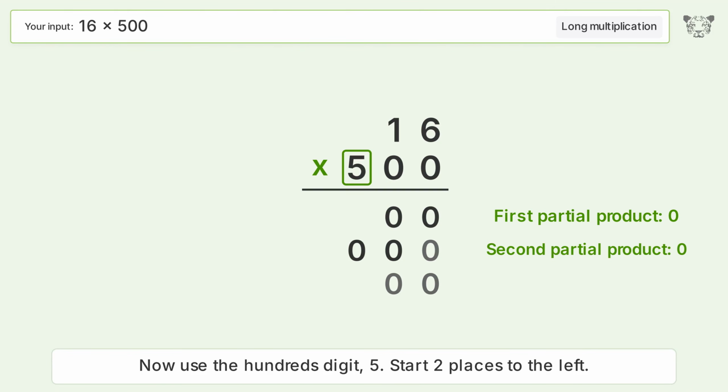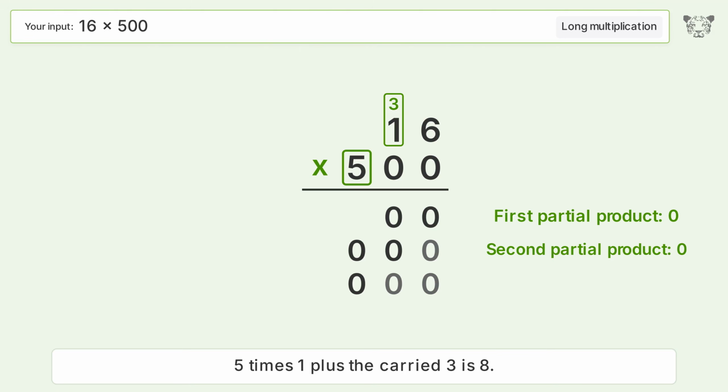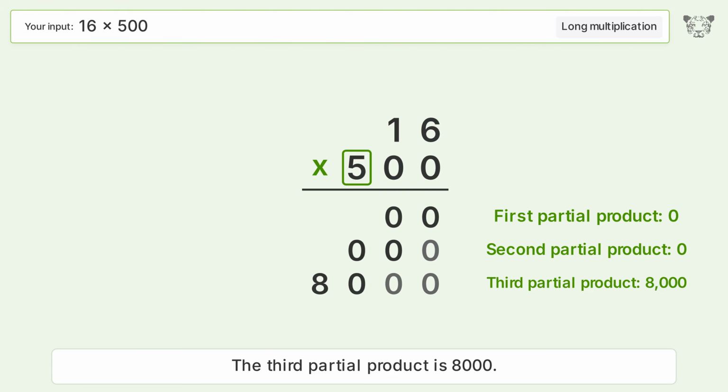Now use the hundreds digit, 5. Start two places to the left. 5 times 6 is 30. Put 0 in this column and carry 3. 5 times 1 plus a carry 3 is 8. The third partial product is 8,000.